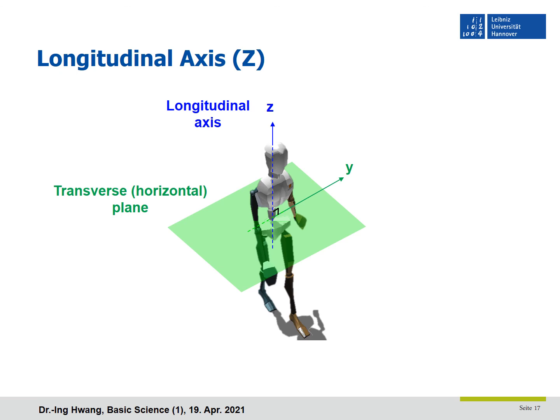Finally, there is the longitudinal axis. Rotating motion on the longitudinal axis is well observed through the transverse plane because the longitudinal axis is perpendicular to the transverse plane.